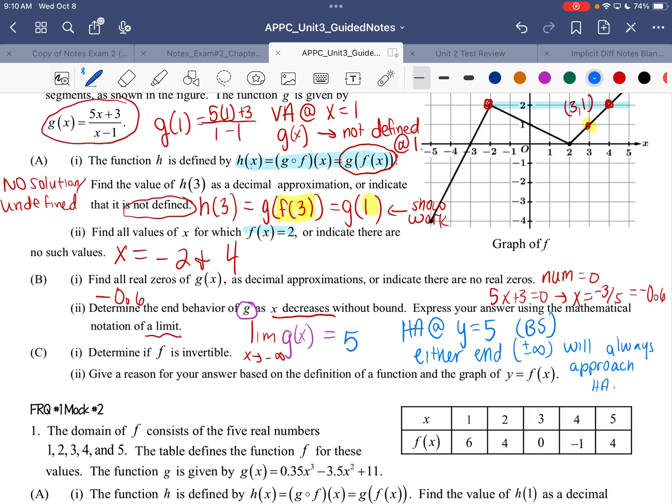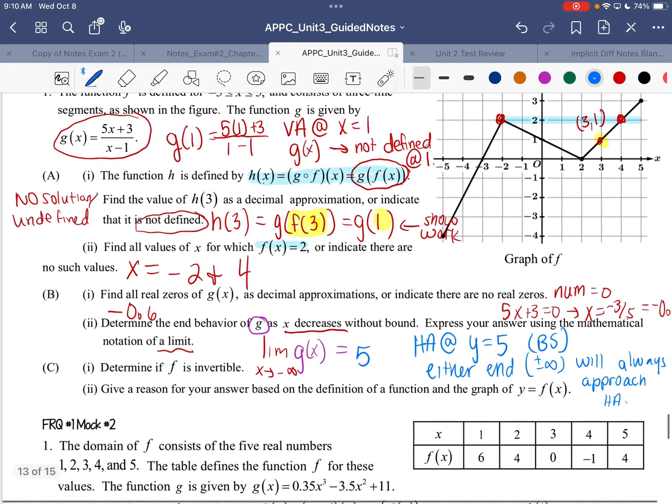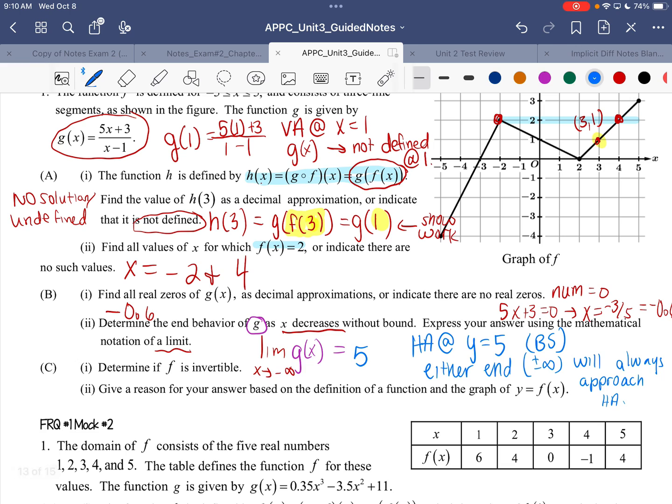C. Is F invertible? This is a yes or no question. Is F invertible? Yes. Did you find 2 places where the y values were 2? Yeah. So for every 1 input, there should only be exactly 1 output that matches it, and vice versa. For every 1 output, there should only be 1 input for it to be invertible. So this would be no.